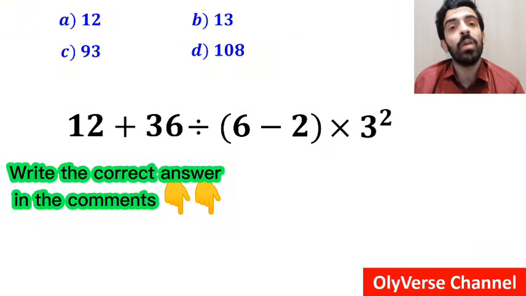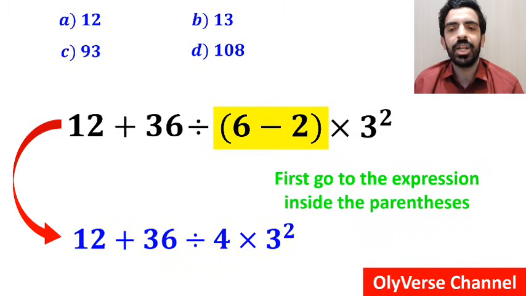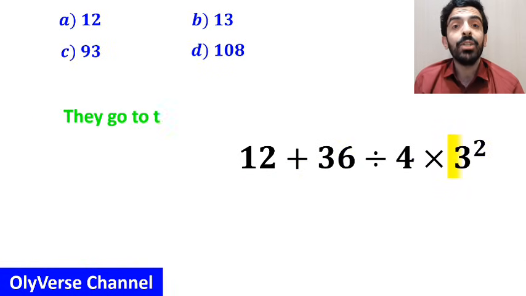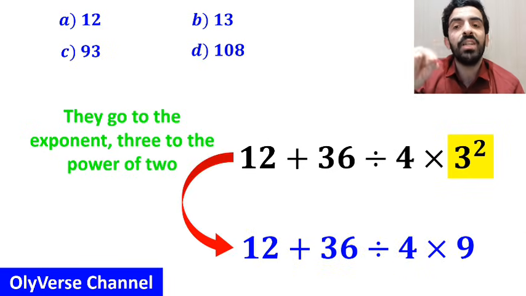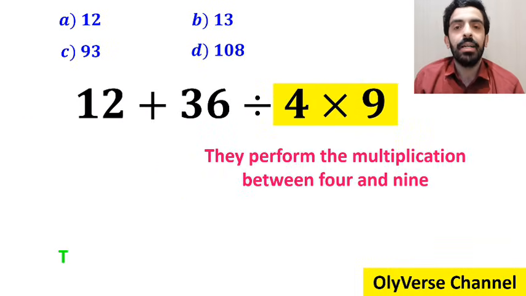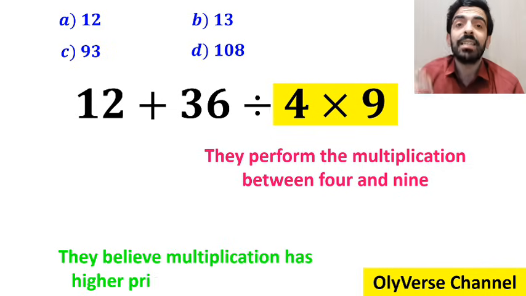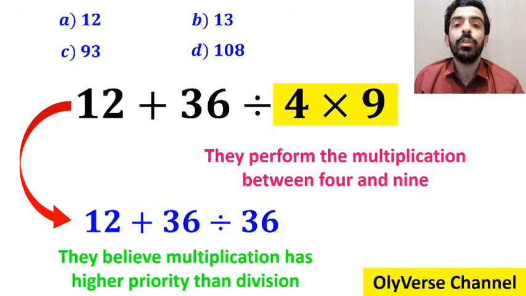Also, some other people when solving this question first go to the expression inside the parentheses, and instead of this expression, they write 12 plus 36 divided by 4 multiplied by 3 to the power of 2. And the next step, they go to the exponent 3 to the power of 2 and simplify this expression to 12 plus 36 divided by 4 multiplied by 9. Then, they perform the multiplication between 4 and 9 because they believe multiplication has higher priority than division. So, instead of this expression, they write 12 plus 36 divided by 36.